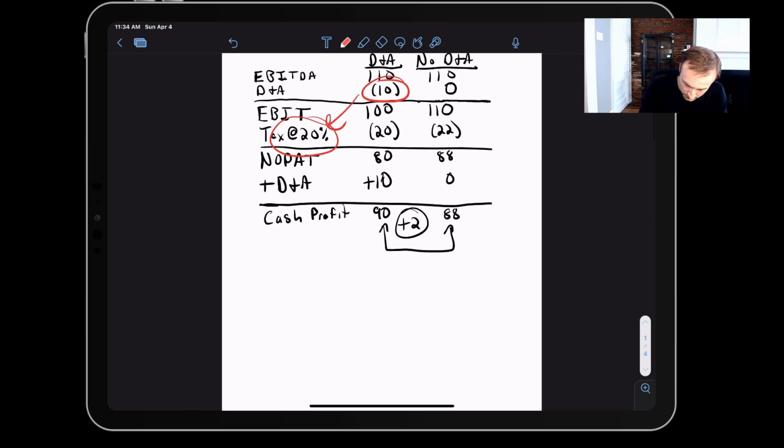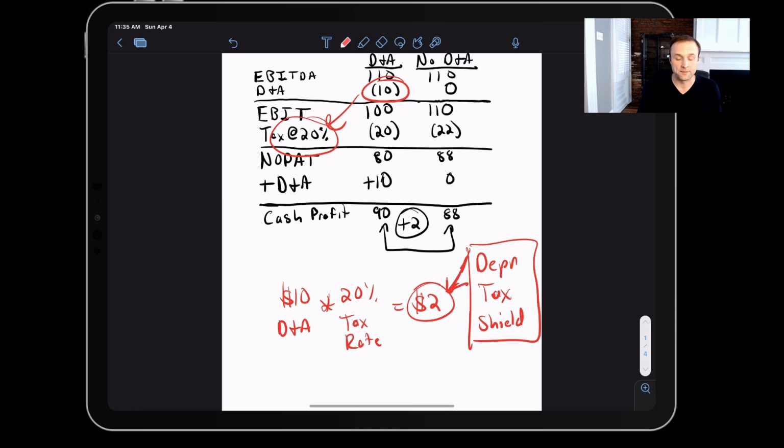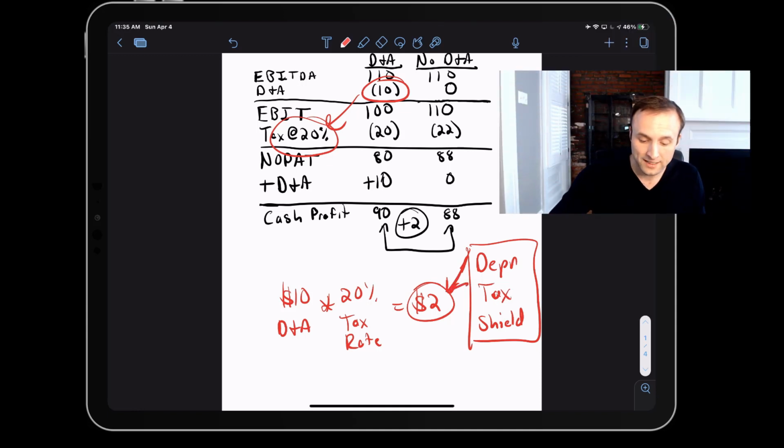So to put that in summary form here, we have $10 of D&A times whatever our tax rate is, in this case 20%, and that gives us a $2 savings. So this savings is the Depreciation Tax Shield. And what this basically characterizes is the tax savings as a result of having D&A. So that's the Depreciation Tax Shield.